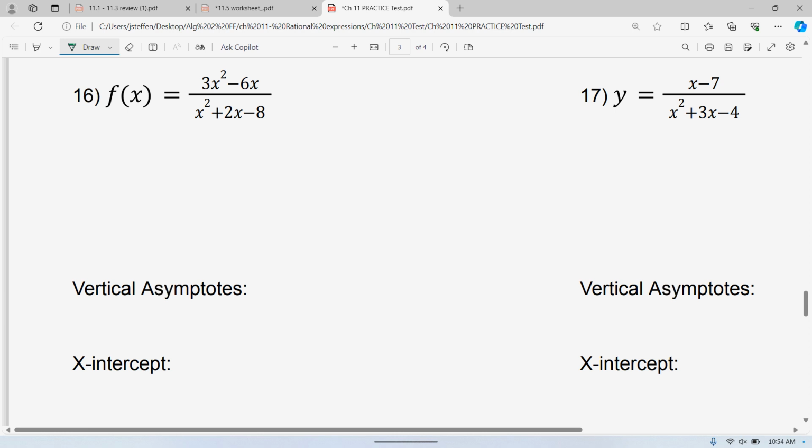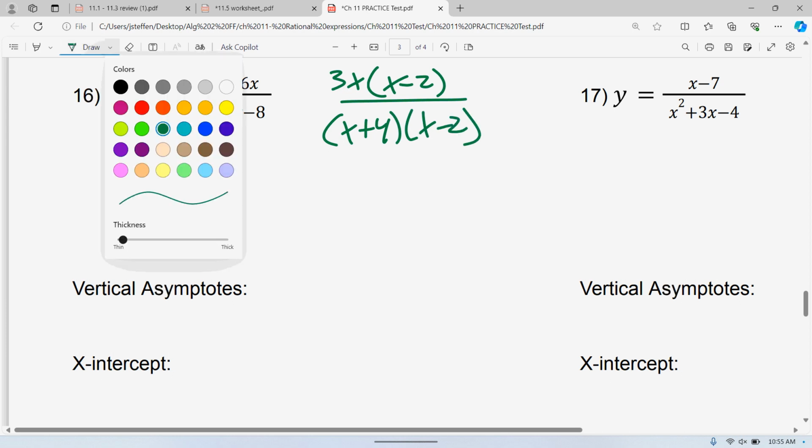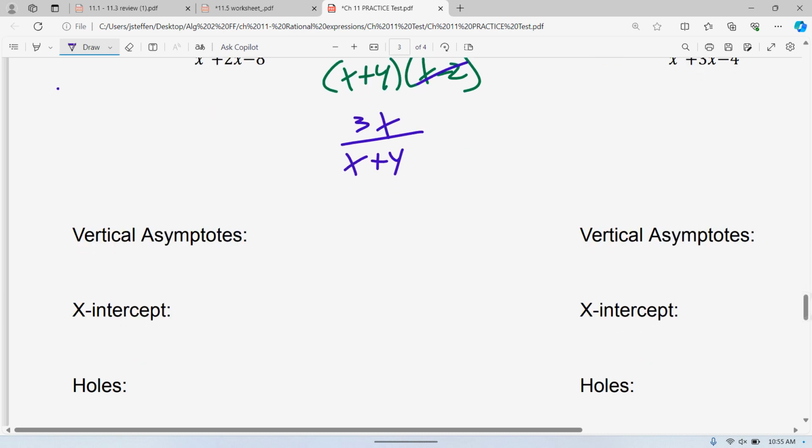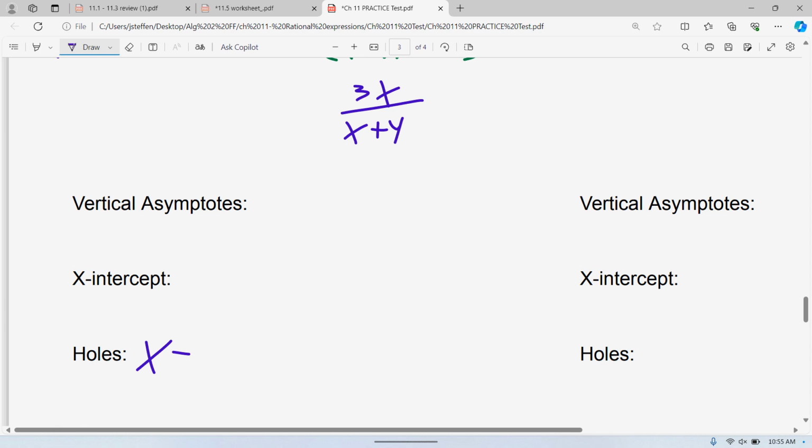And take out 3x, which is x minus 2. And the denominator, we're going to factor factors of negative 8 and 2, x plus 4, and x minus 2. The x minus 2 cancels. We end up with 3x over x plus 4. So since the x minus 2's canceled, that red flag is that there's going to be a hole at x equals positive 2. If anything ever cancels, that means there's a hole there for our purposes.